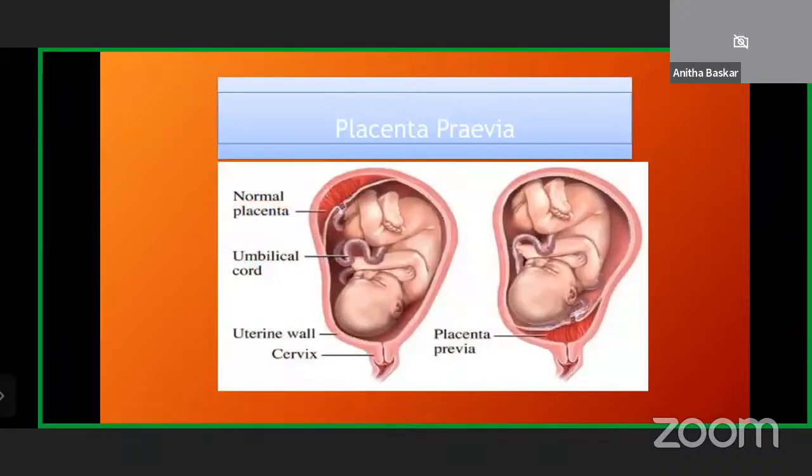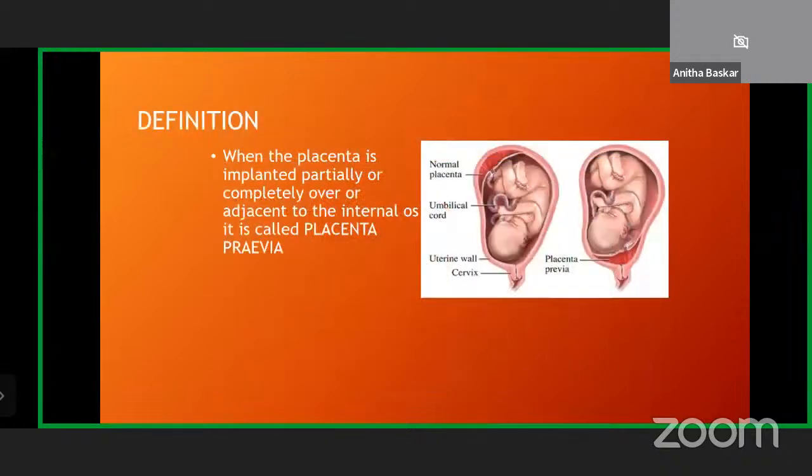This is the placenta previa. You can see the normal placenta, umbilical cord, uterine wall, and the cervix. Placenta previa is a placenta in front of the baby's presenting part. What is the definition of placenta previa? It is where the placenta is implanted, whether partially or completely, adjacent to the internal os. This is called placenta previa.